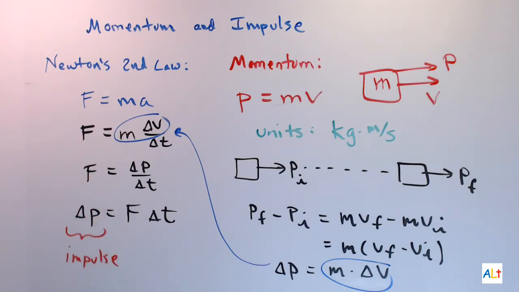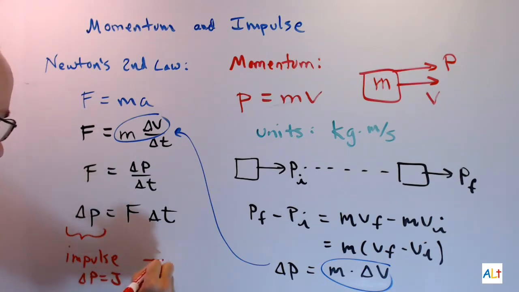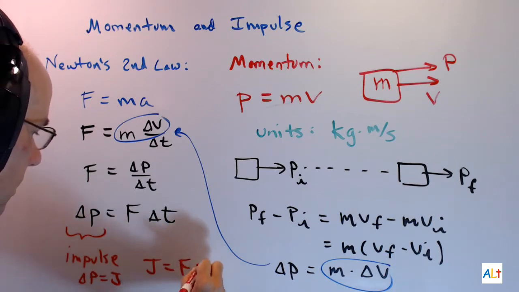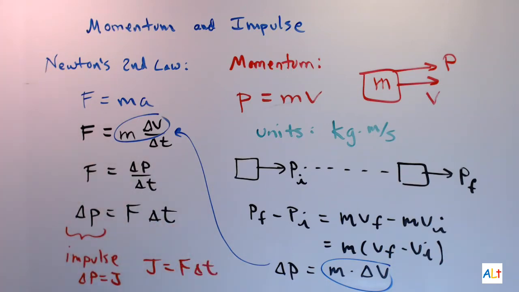Anytime an object's momentum changes, there is an impulse. And even if the momentum doesn't change, there's still an impulse. It's just equal to 0. Now, for some reason, some teachers, some textbooks prefer to use the letter J for impulse. So you'll sometimes see this. You should be aware that there's nothing special about this J. It's just another way of writing delta P.